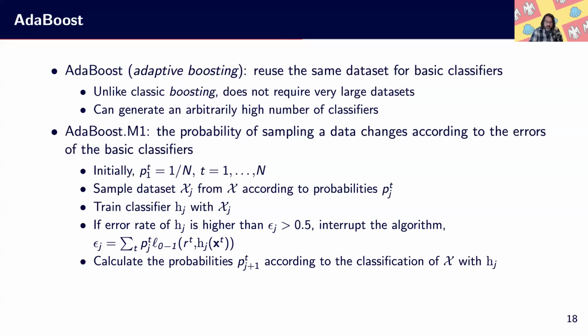And then we interrupt. So basically, if the epsilon_j is less than 50%, we just stop here. Otherwise, we continue and we have the probability p_j+1^t, which is computed according to the classification of the dataset X by h_j. So we adjust these probabilities, increase the probabilities of hard samples, the samples that are not well classified, and we repeat it to generate L basic classifiers.